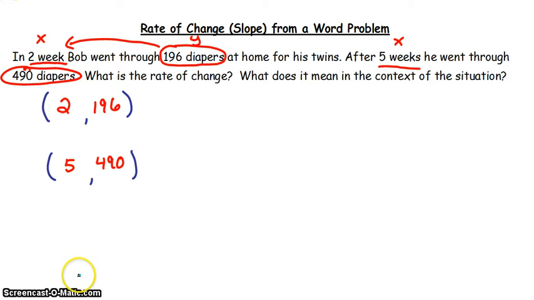Once you have written your ordered pairs, it becomes a problem like from earlier in the notes where we're finding our jumps. What does it take to get from 196 to 490? What does it take to get from 2 to 5? Go ahead, hit pause, calculate this, and see if you can write a sentence that explains what it means in the context of this problem.